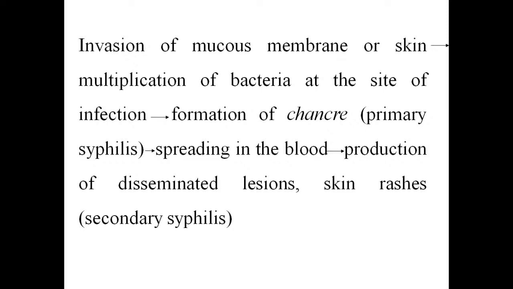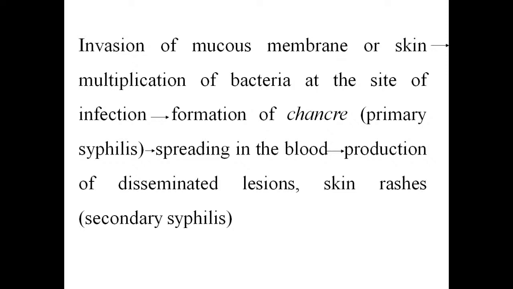Then the another stage is multiplication of bacteria at the site of infection. Bacteria multiply there. And the third one is formation of chancre. Chancre, it is the first clinical symptom that we can see in patient with a primary syphilis. Chancre is formed in the site of infection, in the site of bacterial penetration of the human organism.